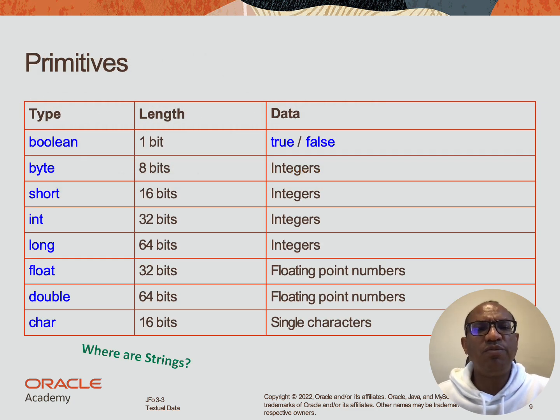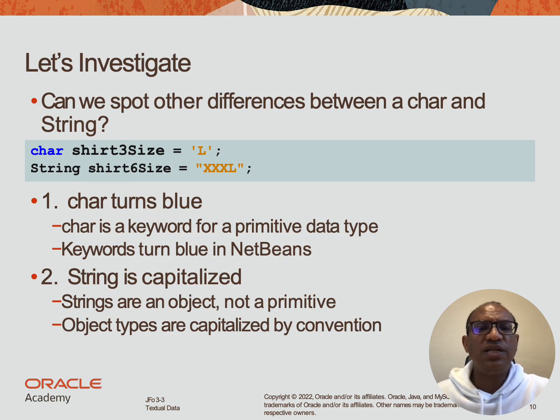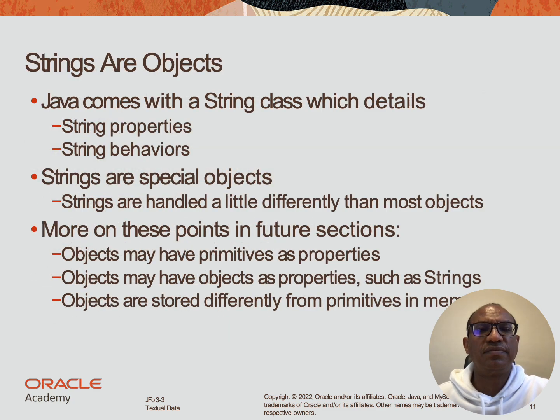Here is a quick review of primitive types in Java. You'll notice char listed alongside booleans, integers, and floating point types. Let's compare char and string. In NetBeans, keywords like char turn blue. String is capitalized and treated as an object type. Strings are objects, not primitives. That means they come with properties and behaviors, and they are stored differently in memory.